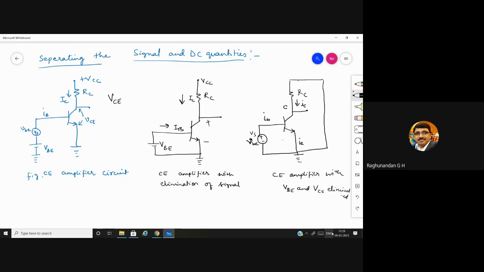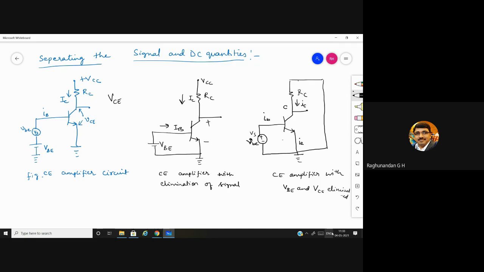Next, coming to the second circuit, the CE amplifier with elimination of the signal. In this case, we have eliminated the AC signal. When you eliminate the AC signal, we are able to do only the DC analysis of the circuit. This circuit will give out only the DC values. Whatever input you are giving, the DC signal is now your input, so that will be amplified and given out.